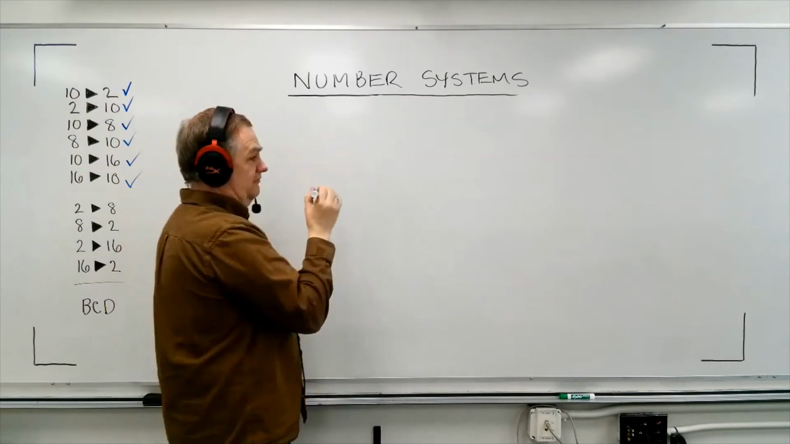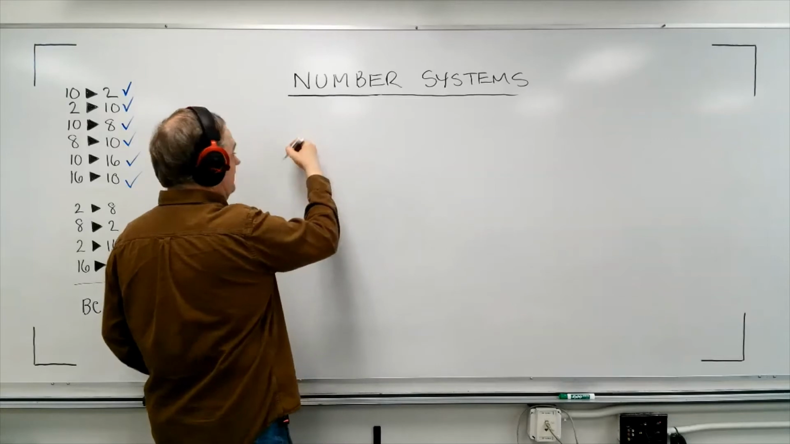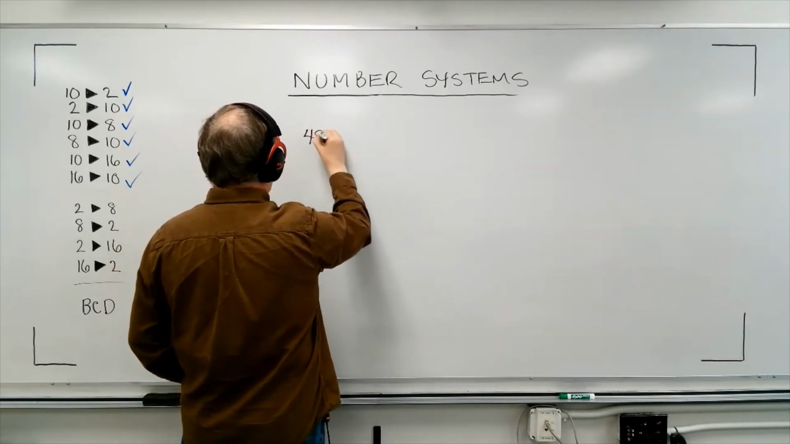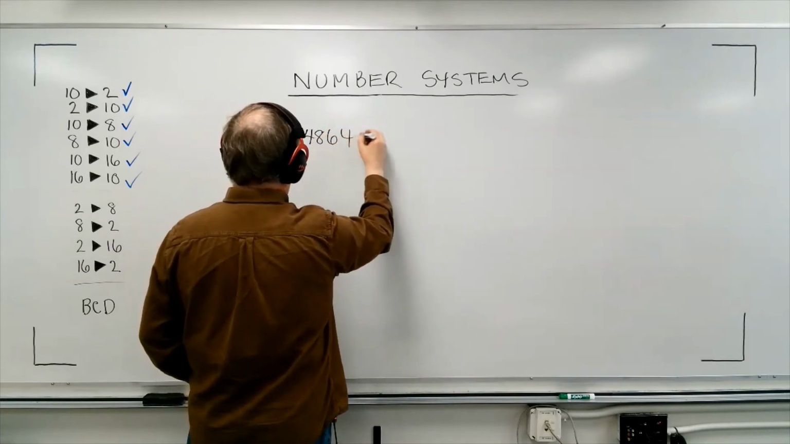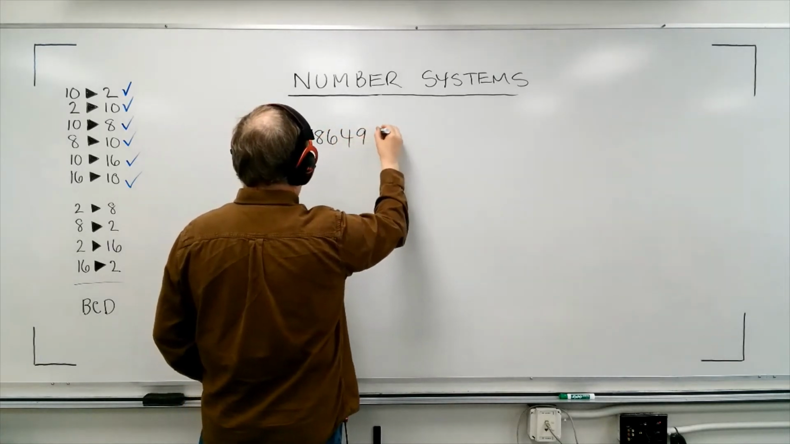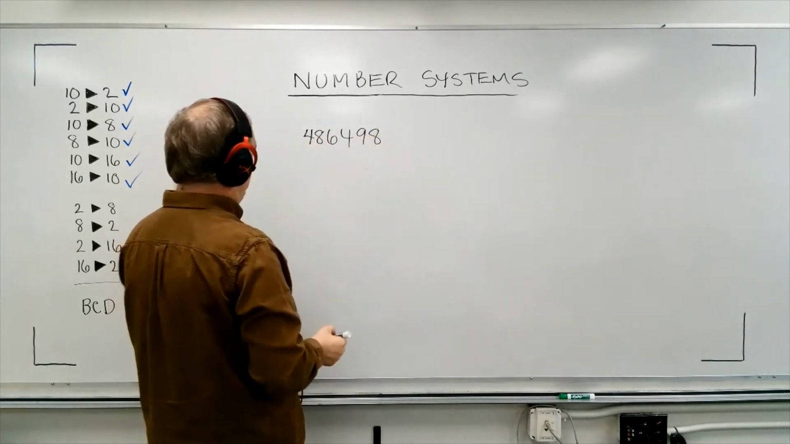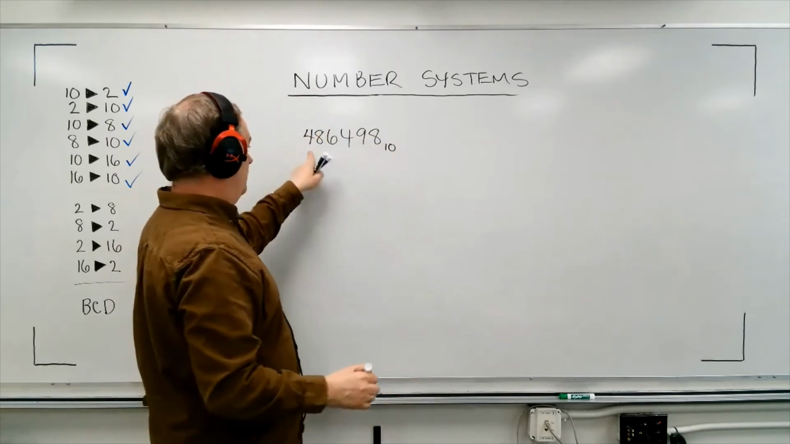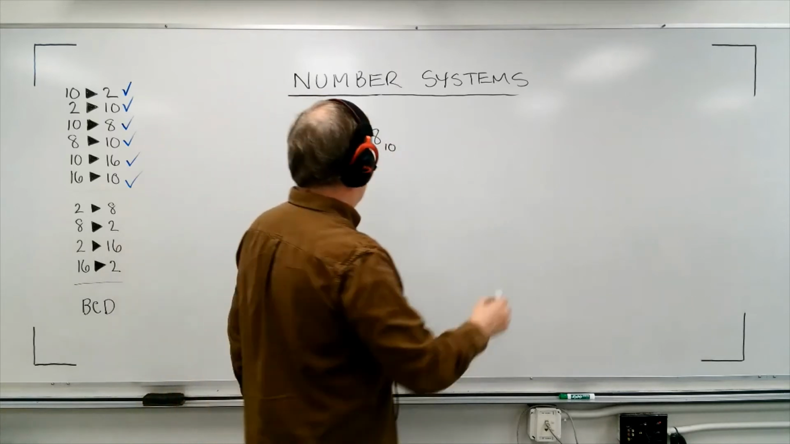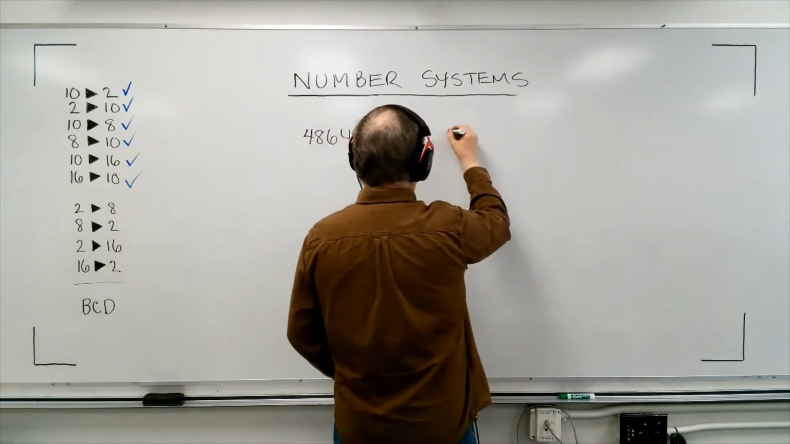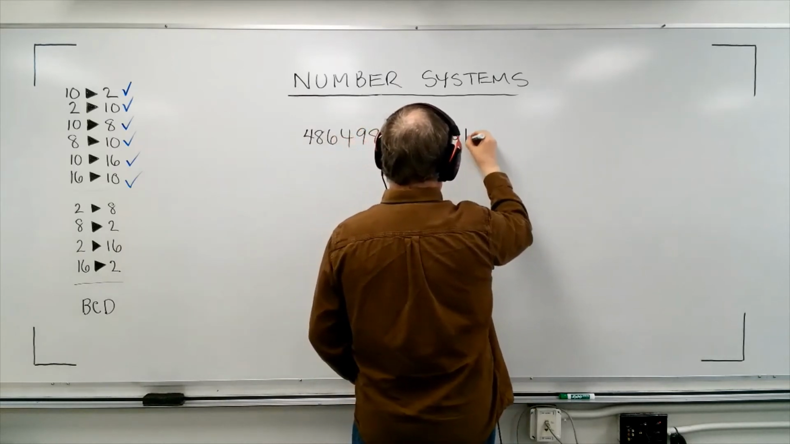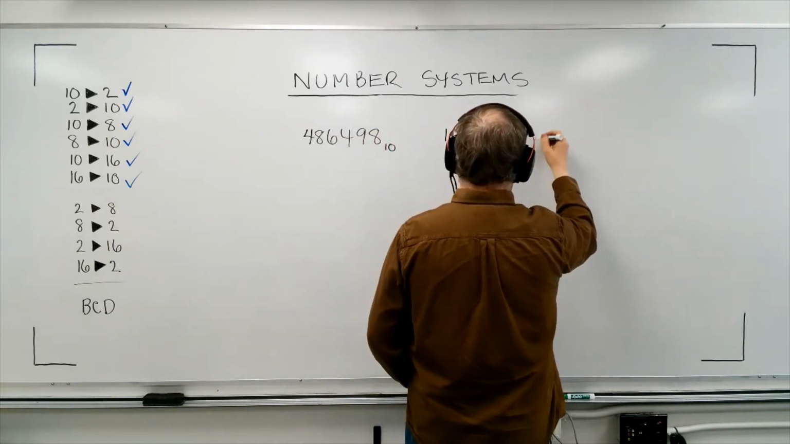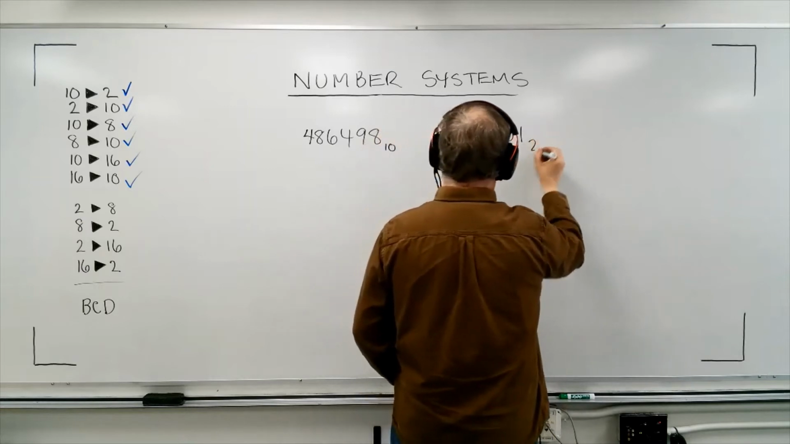I'm going to write 4 numbers in the different bases, okay? So this is going to be 4, 8, 6, 4, 9, 8. So that's base 10. This means that we have 486,498. Then I'm going to write a base 2 number. This is going to be 1, 0, 1, 1, 1, 0, 0, 1. And I'll leave it at that. That's a binary number.